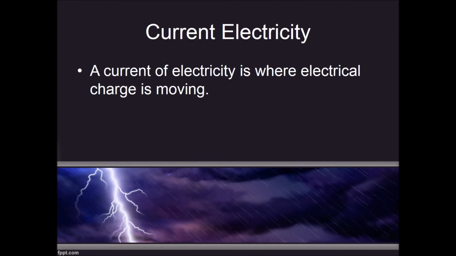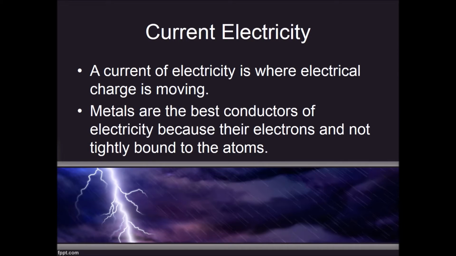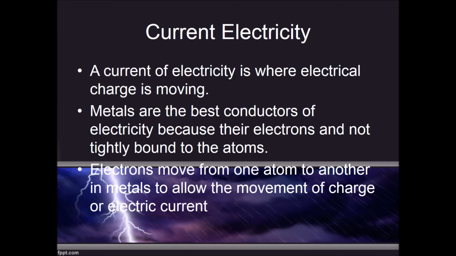And the current electricity, as we said, is where electrical charge is actually moving. Now, metals are the best conductors of electricity, and that's because their electrons aren't tightly bound to the atoms and they can move from one atom to another, which means that movement of charge is easily produced in a metal. Electrons, as we said, flow from one atom to another in metals and allow that charge to move, which is called electric current.